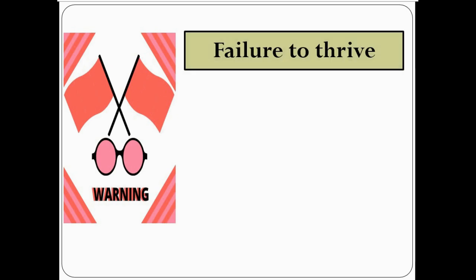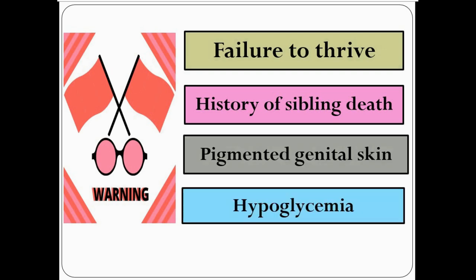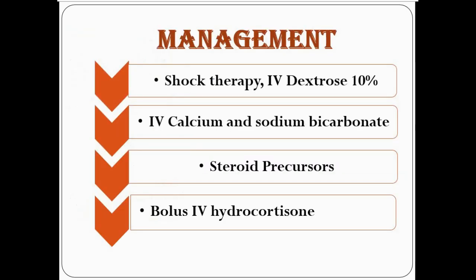So what are the red flags in this child? We have a severe failure to thrive, history of sibling death, pigmented genital skin, and hypoglycemia.